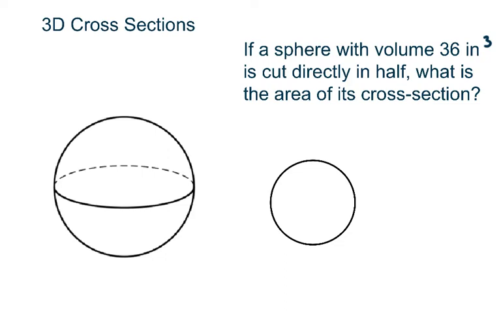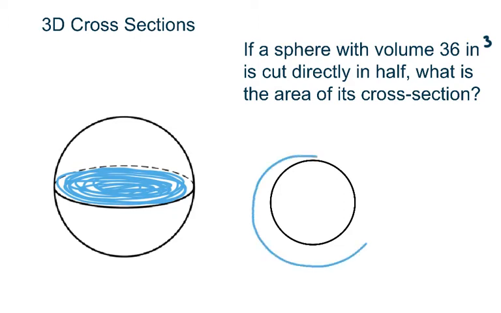So if we had taken some Play-Doh and made a ball out of it, and we were to take a knife and slice it directly in half, this little part in blue that I'm highlighting would actually make this circle right here. If that doesn't make sense, go use some Play-Doh, roll it up into a ball, and cut it with a knife. The section that you're going to see is a 2D figure, and it's going to be a circle.